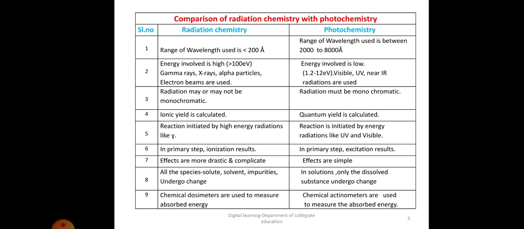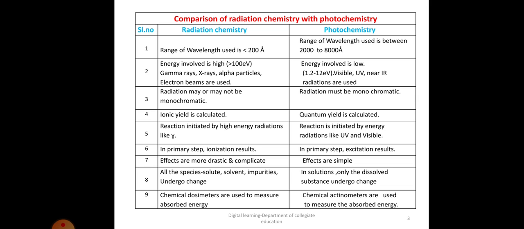Comparison of radiation chemistry with photochemistry. In radiation chemistry, the range of wavelength used is less than 200 angstrom units, whereas in photochemistry, the range of wavelength used is between 2000 to 8000 angstrom units. In radiation chemistry, energy involved is high, that is greater than 100 electron volts.